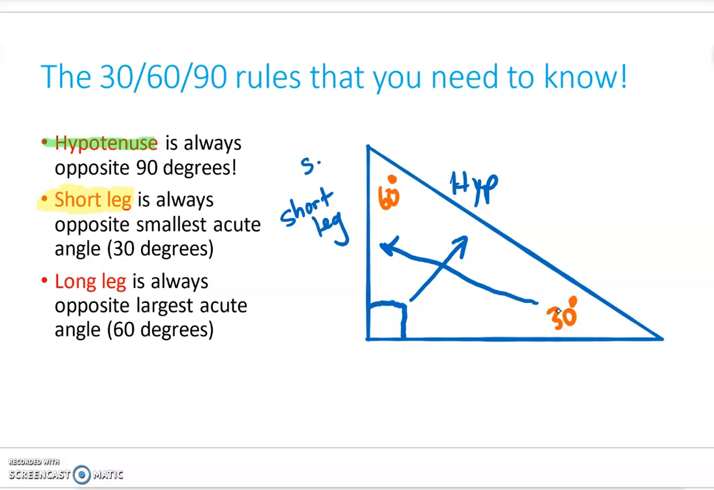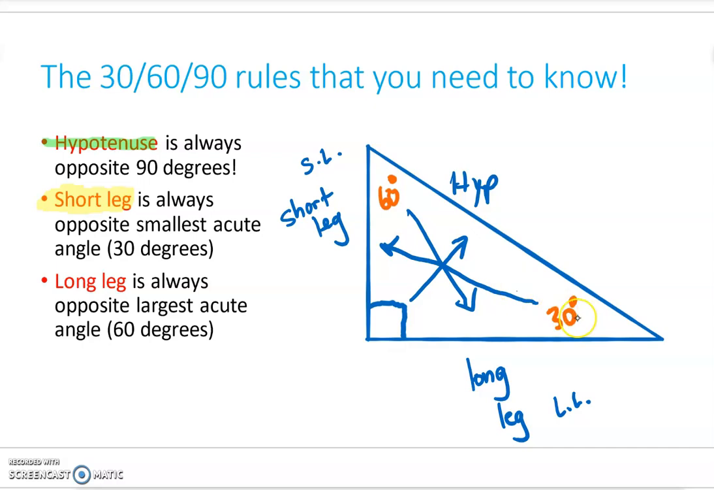I will sometimes abbreviate it SL, short leg. And then obviously opposite the 60 degree angle, which is the larger of the two acute angles, is the long leg. So we have two legs. One is shorter than the other, and one is longer than the other. Oftentimes I'll abbreviate that LL, long leg. So that's how you can always tell which one's the shorter leg and the longer leg.